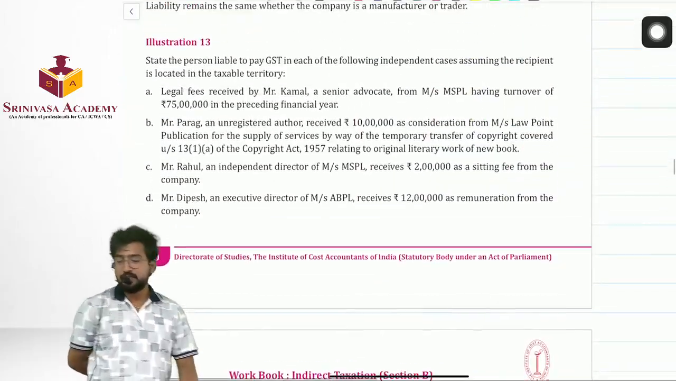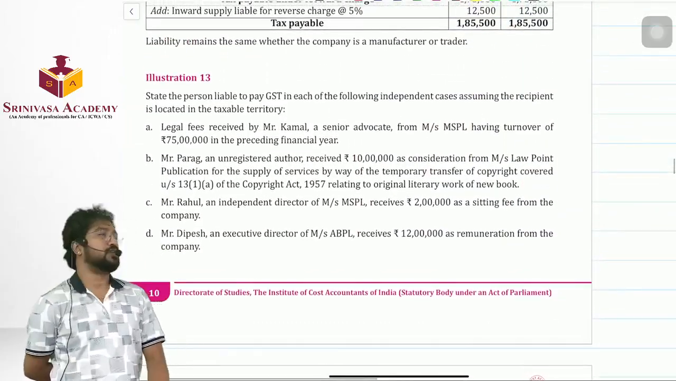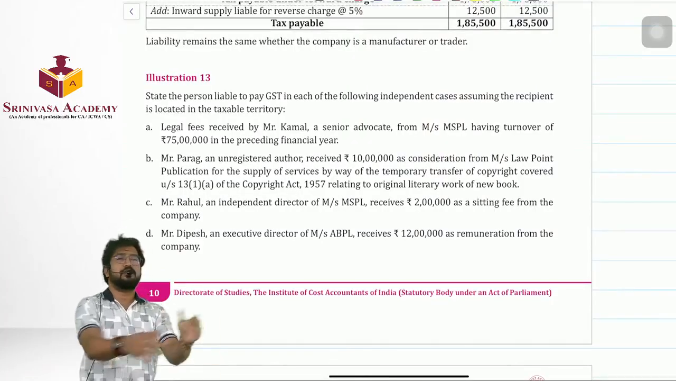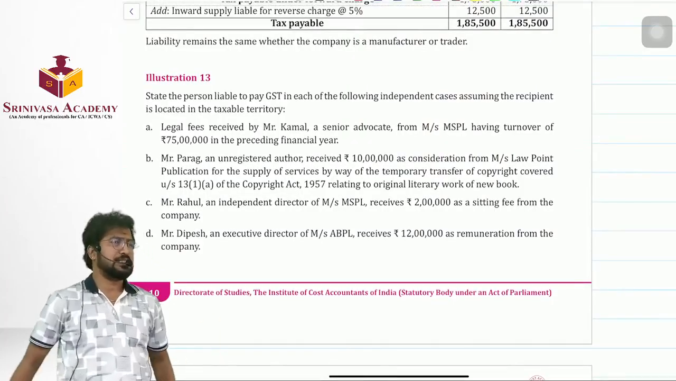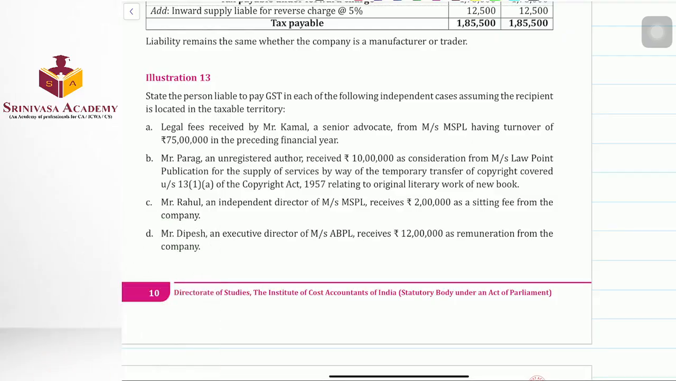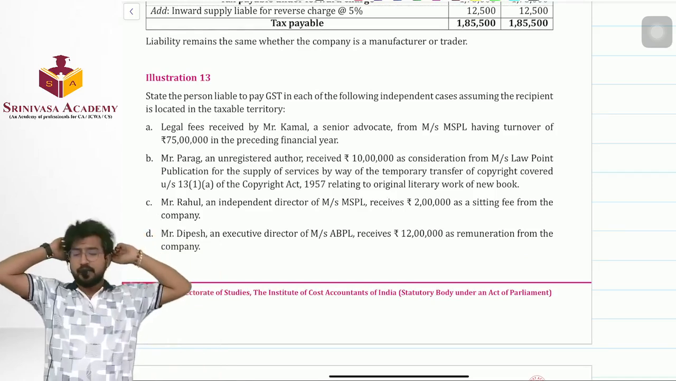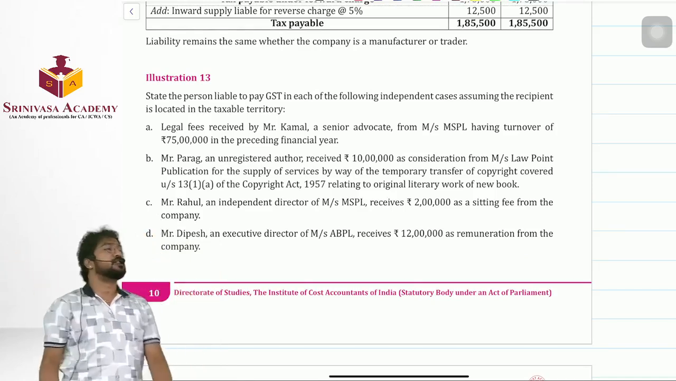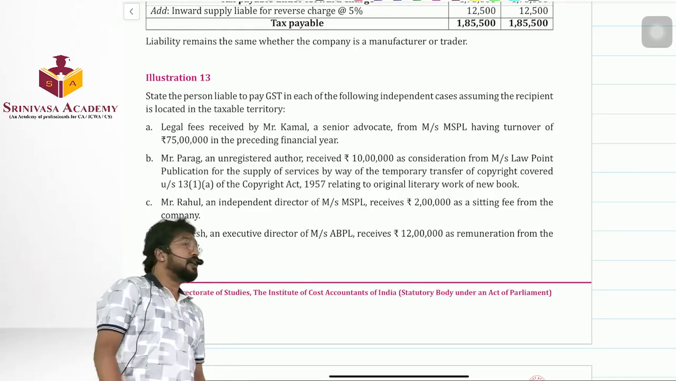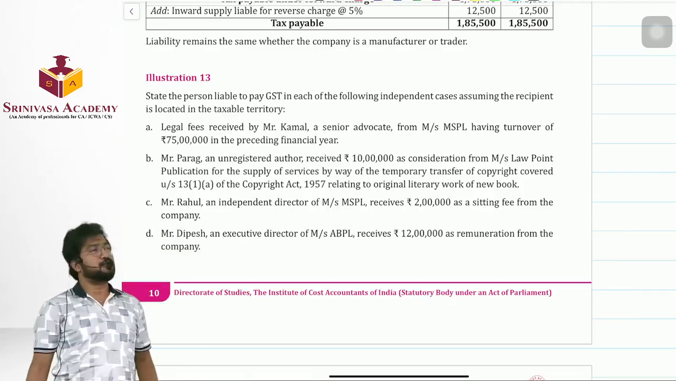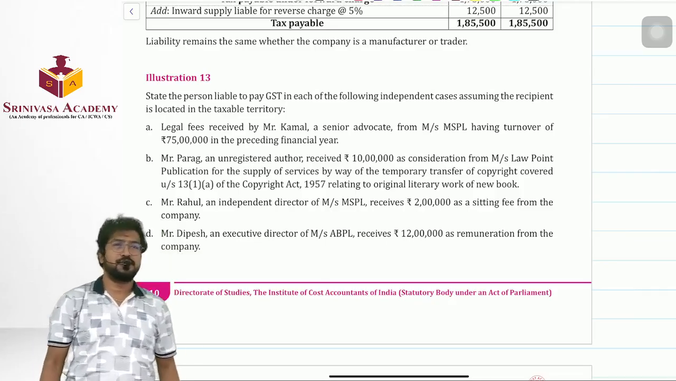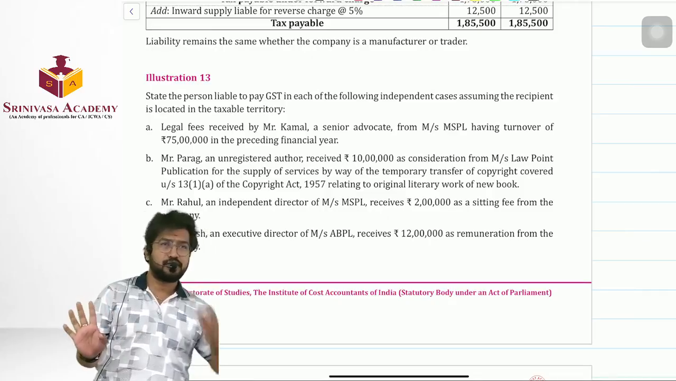Now let us move on to schedule 1. Shall we move on to schedule 1, everyone? Everybody, do you remember schedule 1? What is schedule 1? Online students, respond. Schedule 1. Supply without consideration. That is schedule 2. Either SOG or SOS. Schedule 3 is neither SOG nor SOS.